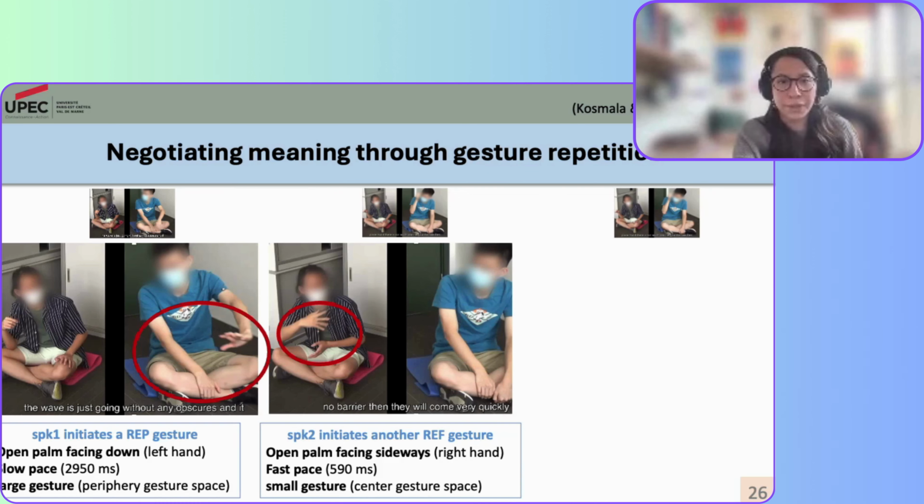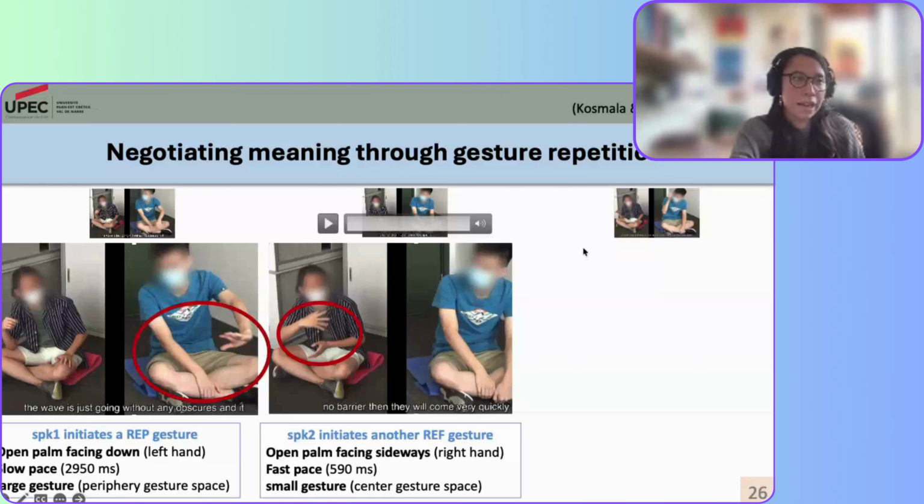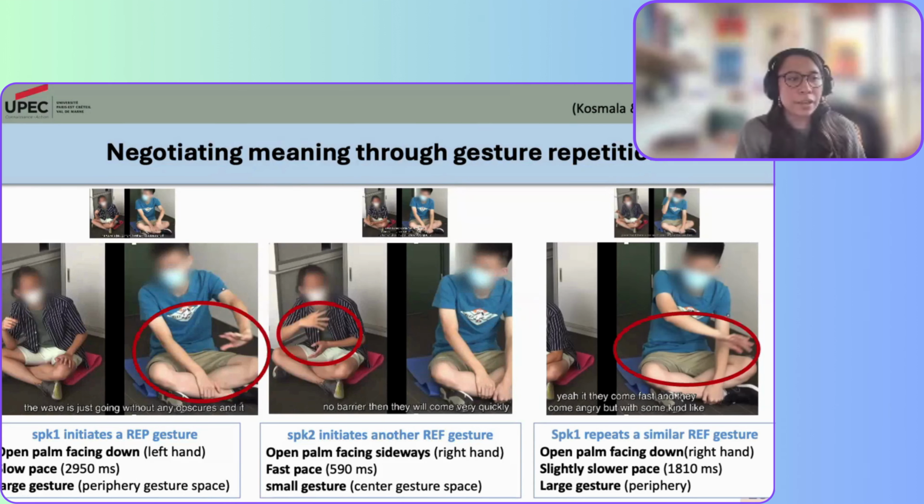And this is also epitomized in the gesture he produces. "No better than they will come very quickly." And then after that, that's when speaker one picks up on this gesture and he repeats a similar one, right? With the open palm facing down with a slightly slower pace, using a large gesture as well. So still using his own pace, but retaining some of the parameters that were used by speaker two.